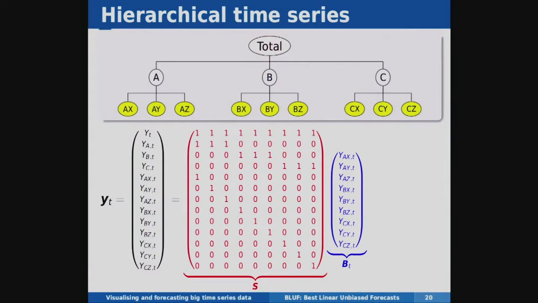Here's a slightly bigger example, so we split into three and then into three again, and I can write it in exactly the same way. I have a vector of all of the series, the total, each of the aggregates and each of the bottom levels, and I can write that as a big summing matrix times the vector of the bottom level series. You can see that the summing matrix adds these up. The first row is just the sum of all of these. The second one, which is the A series, is the sum of the first three, but ignores the rest of them, and so on. Any hierarchical time series I can write in this manner, y equals S times b.